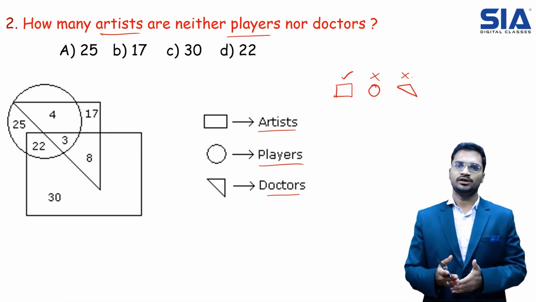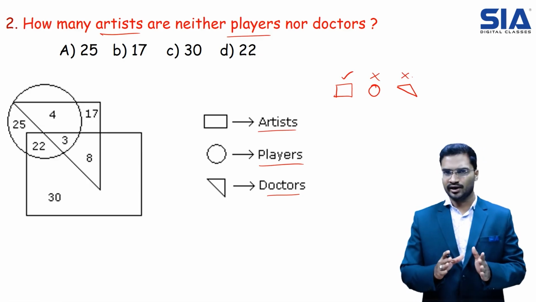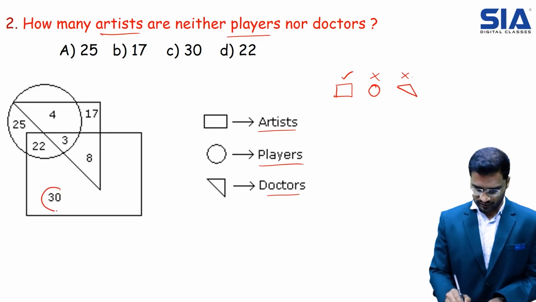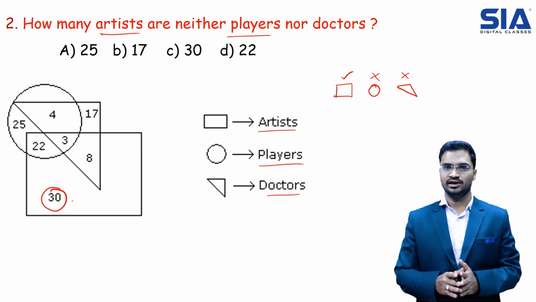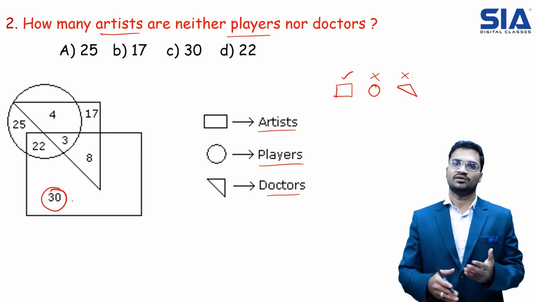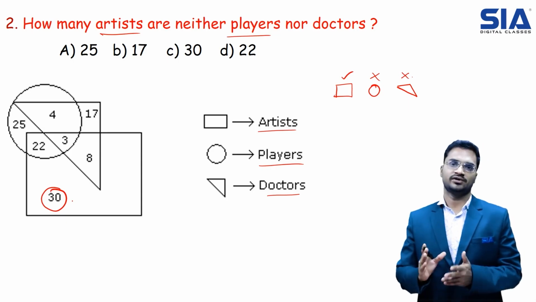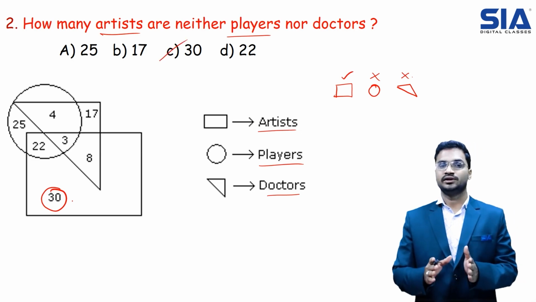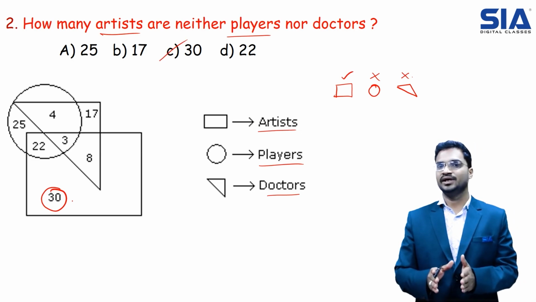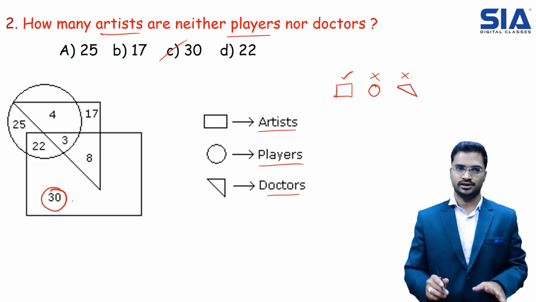So which value is only in the rectangle? It is the value 30. So the number 30 is only in the rectangle. All the remaining numbers are somewhere in the circle or in the triangle. So our answer is 30. So there are a total of 30 artists who are neither players nor doctors. So our answer is 30.